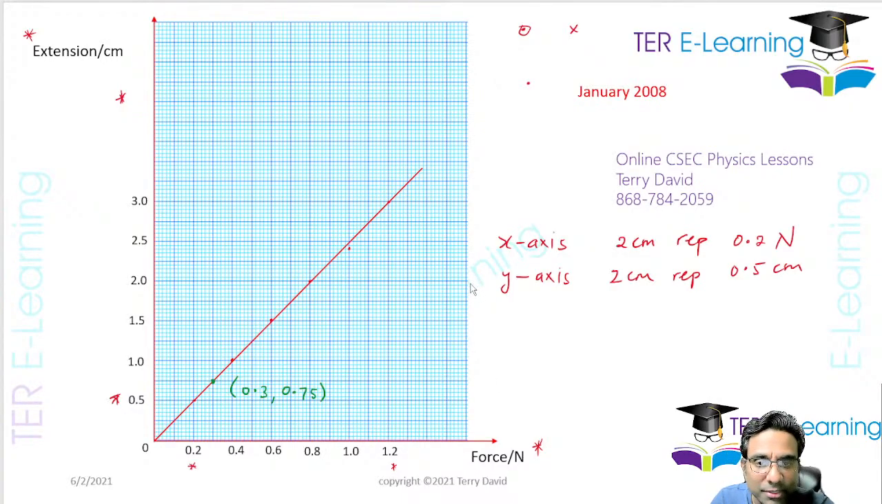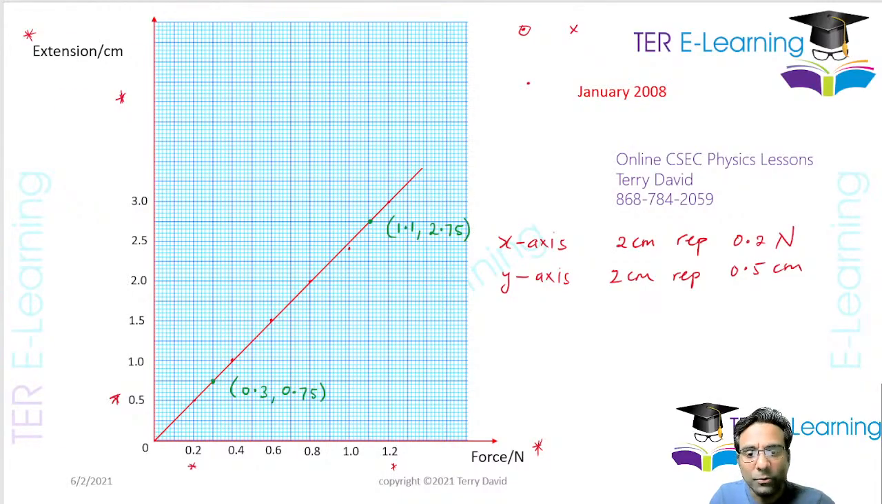Then I need to choose some other point that I did not plot. So I'm going to choose, let's say, this point here. That coordinate is going to be 1.1, comma, 2.75. So that's what you're going to do in the exam. You're choosing 2 points that are far apart, but not points that you plotted. So get into the habit of doing that.